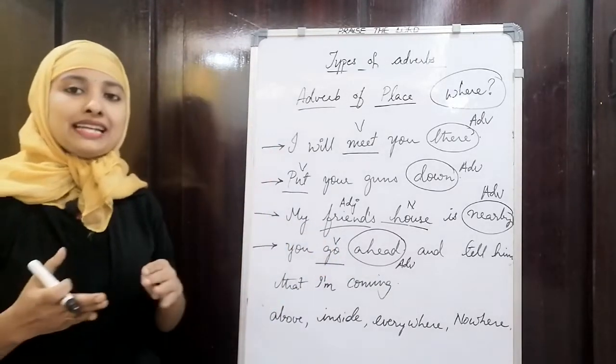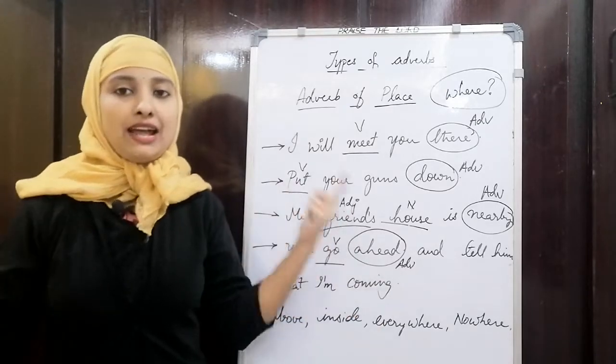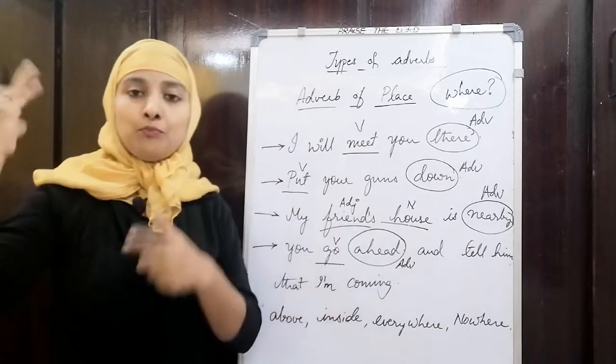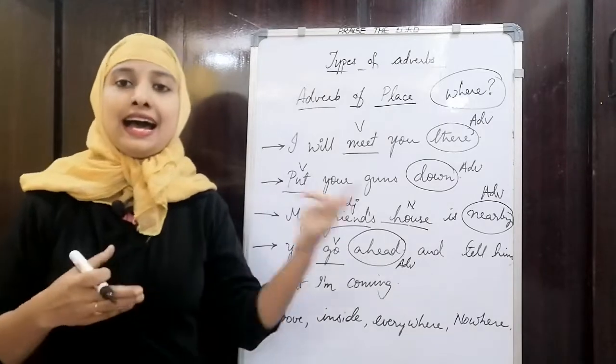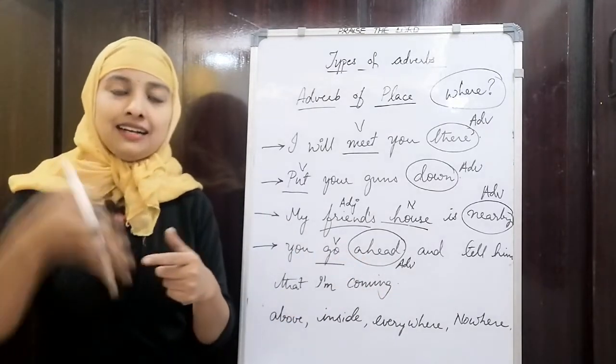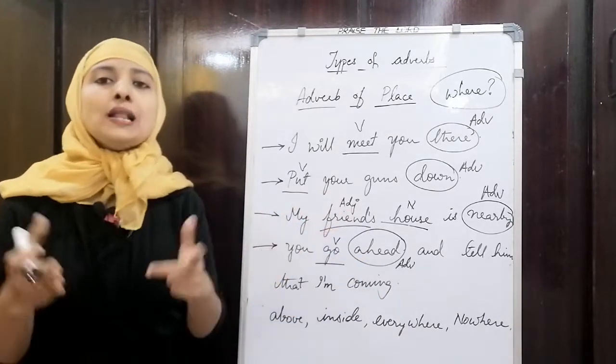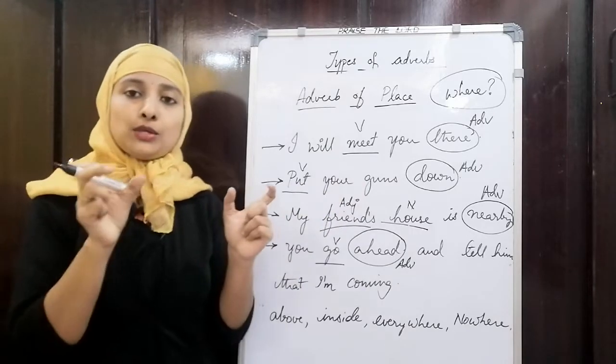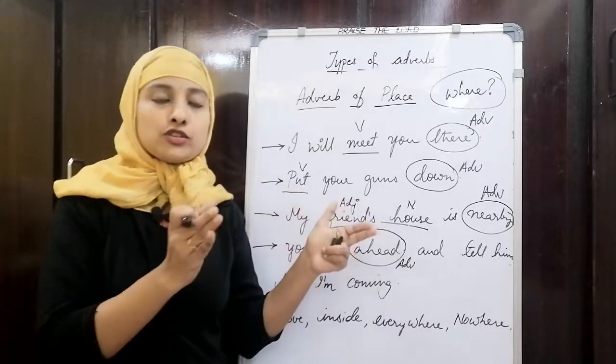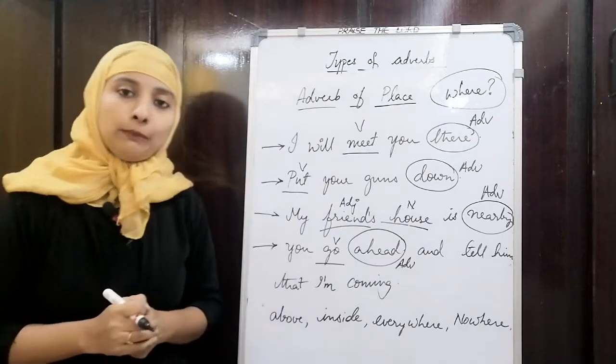So adverb of place can be words like somewhere, everywhere, nowhere. Okay. Backward, forward, ahead, behind, under, above, over. Okay, all these words which will be used to tell about a particular location, we call it adverb of place.